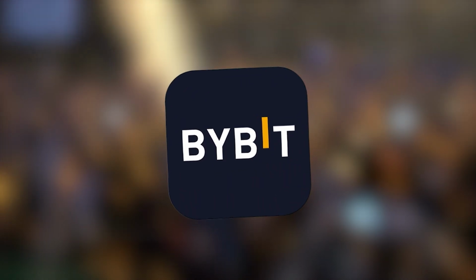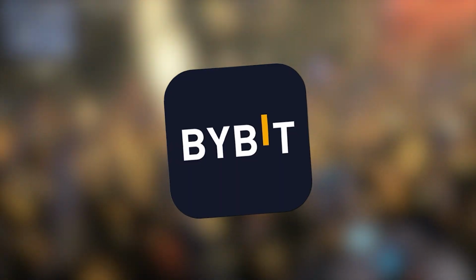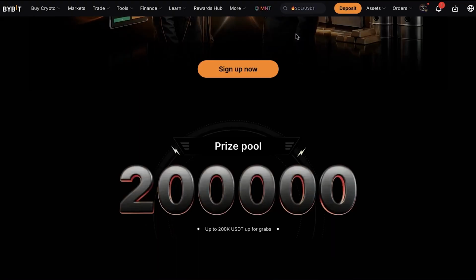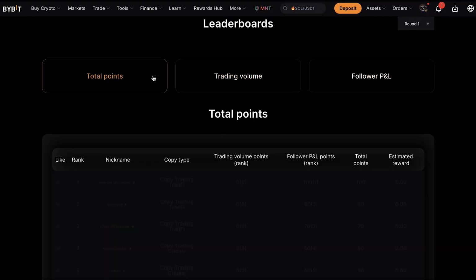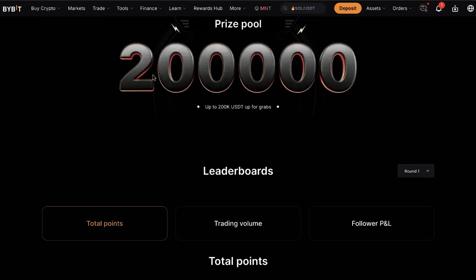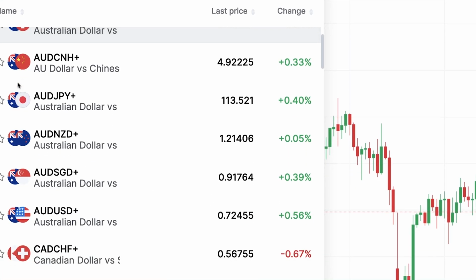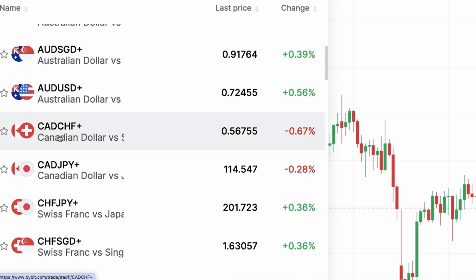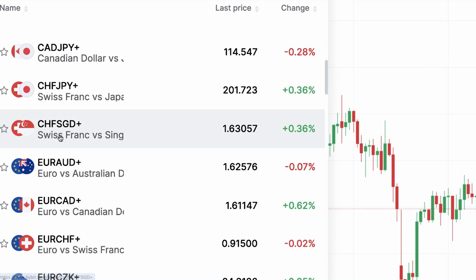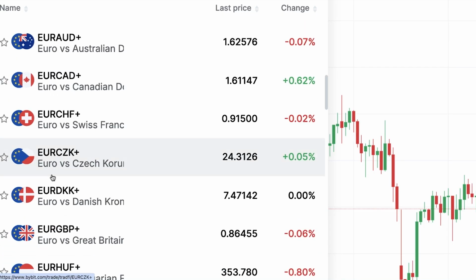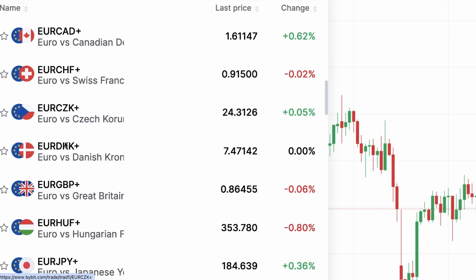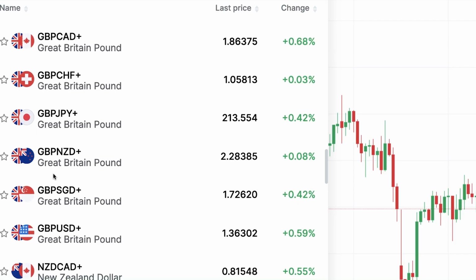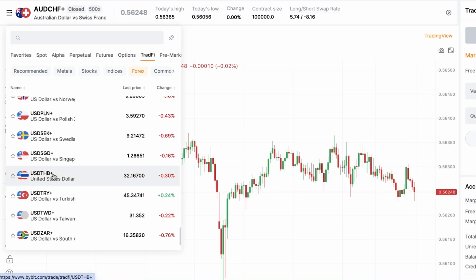BYBIT also regularly arranges events where they give extra rewards for forex traders. You can see here TradFi versus crypto, for example. You can see here all the details of people that are getting rewarded. Here on the left hand side you can choose your trading pairs, for example Australian dollars, Japanese yen, Swiss franc, Canadian dollar, Singaporean dollar, euro, even rare currencies like Czech koruna, Danish krona, Hungarian forint and much more. You can see here they support so many different forex trading pairs.